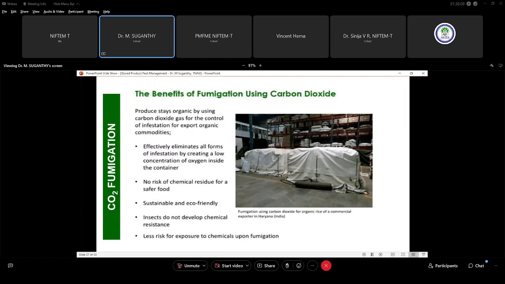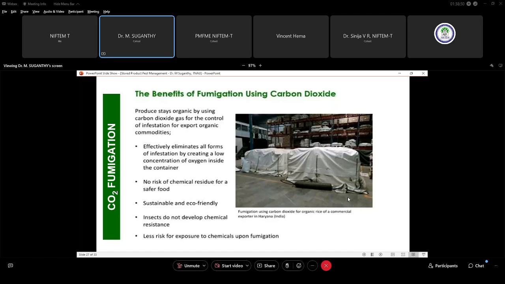So apart from these novel devices, we already talked about carbon dioxide fumigation. We can call this an organic method. If we treat the seeds with carbon dioxide fumigation, we can state that the produce is organic, and it is suitable for export also. It effectively eliminates all forms of pest infestation by creating a low concentration of oxygen inside the container. There is no risk of chemical residues and it is eco-friendly, environmentally safe.